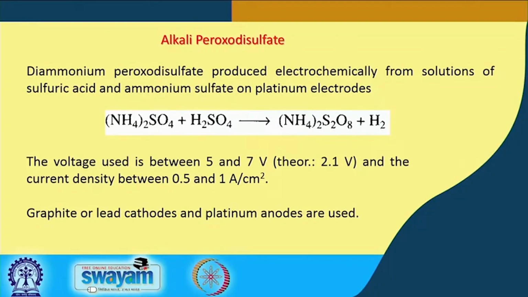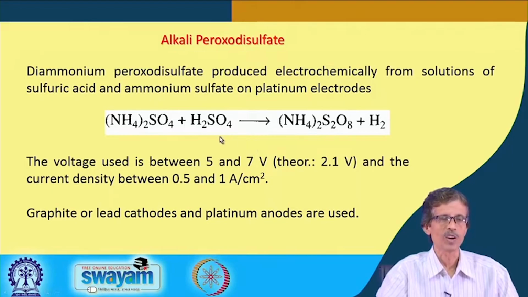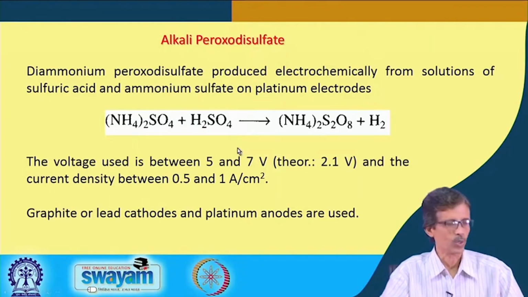So, industrially, preparation of these peroxides is also very important, and today we just finish that part by knowing how we can synthesize alkali peroxo disulfate. This peroxo disulfate is a very simple one compared to your hydrogen peroxide and sodium peroxide or any other peroxide species like barium peroxide. This can also be electrochemically produced.